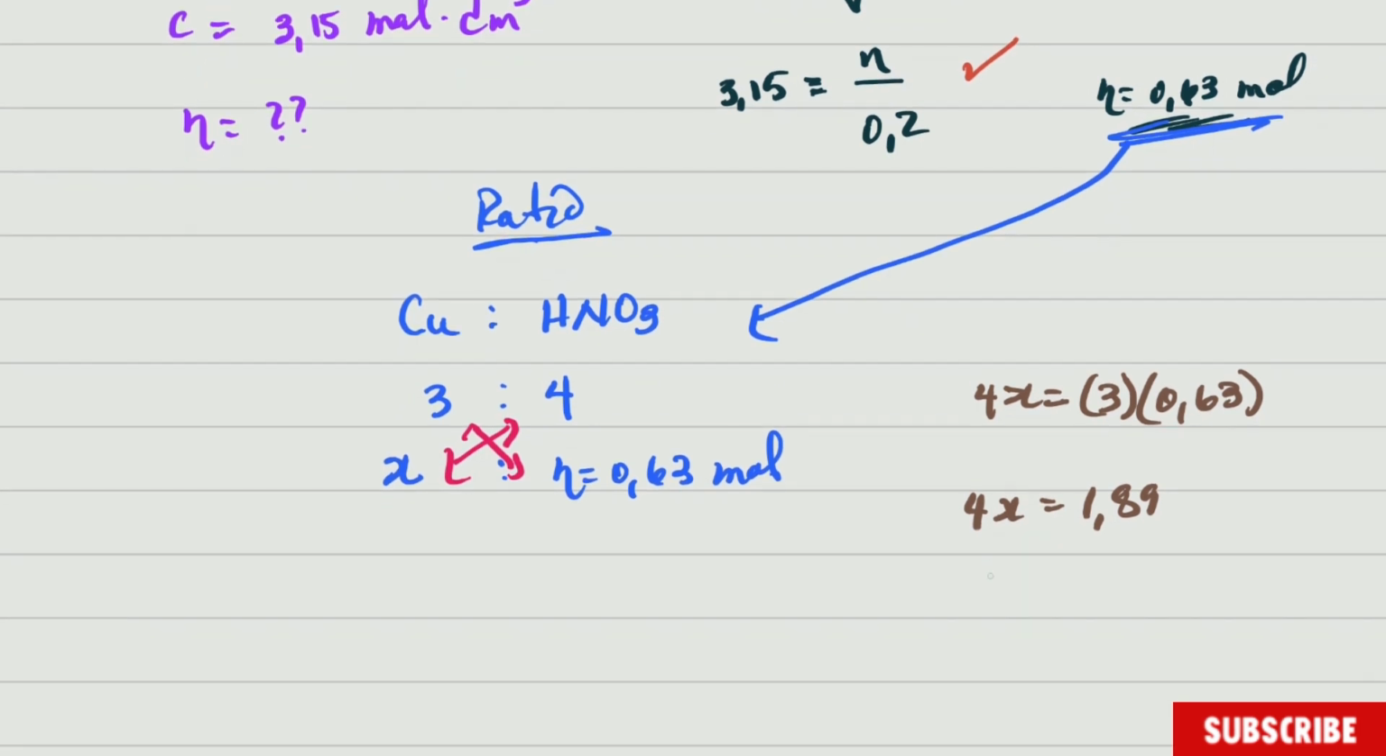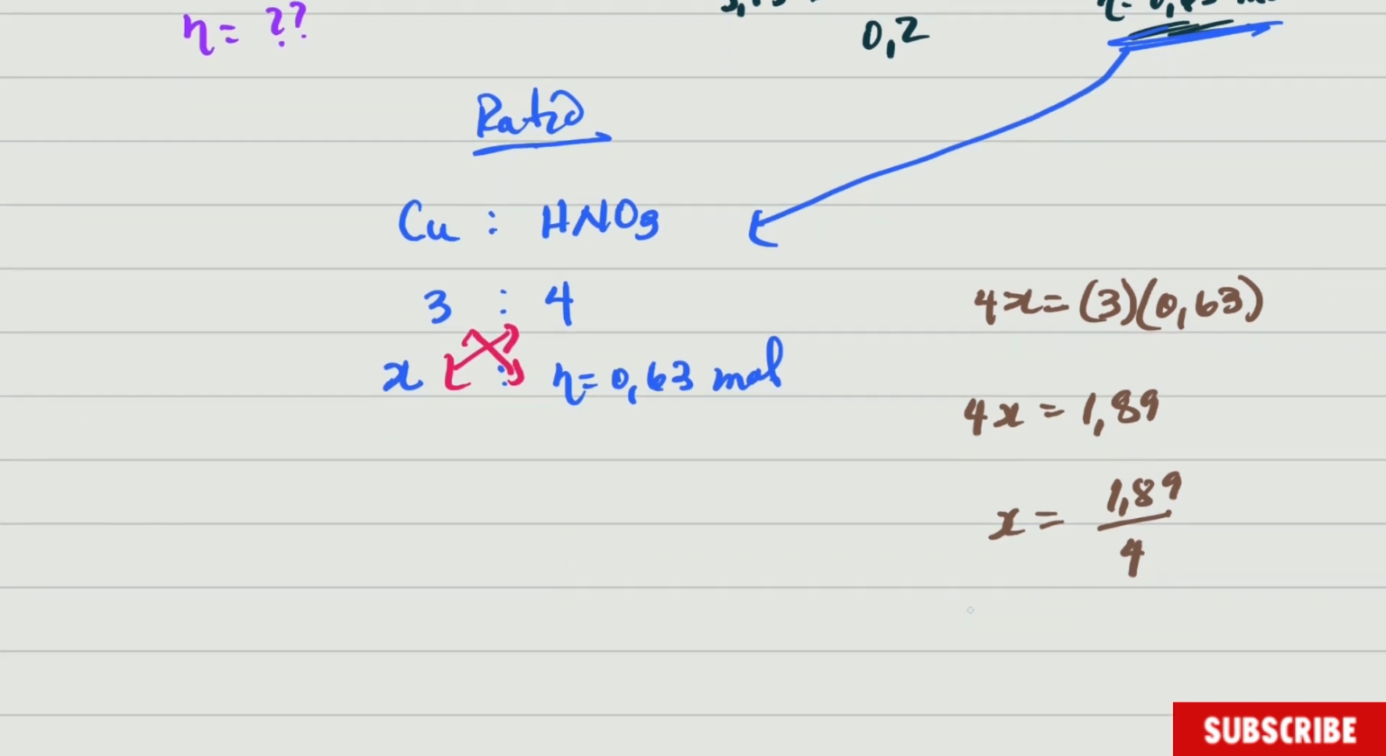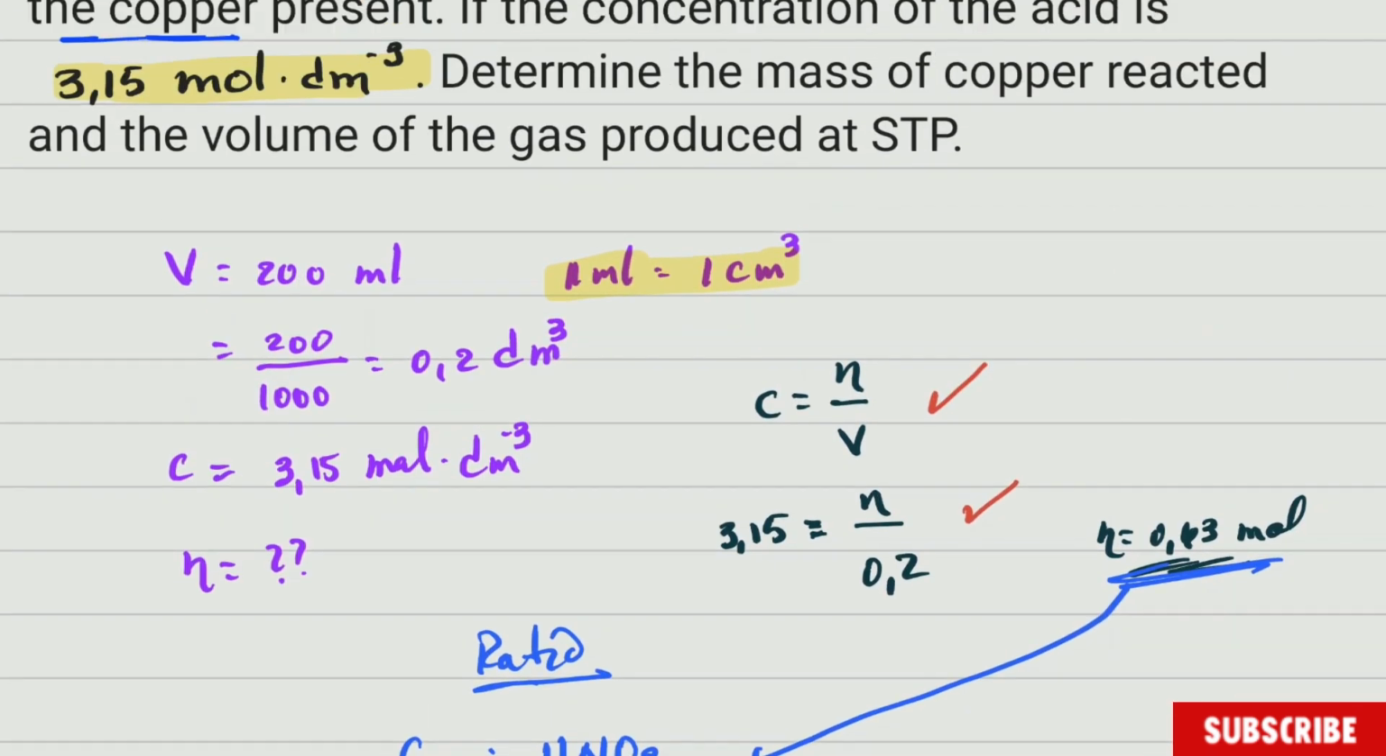So you get that 4x, I'm doing it step by step, 1.89, and then x is going to be equal to 1.89 divided by 4. And let me see, calculate, I get 0.47 here. I get that x, or number of mole of copper, is equal to 0.4725. I am not going to round off because it's not the final answer. So now with this one, we are going to calculate the mass of copper, which is the first question.